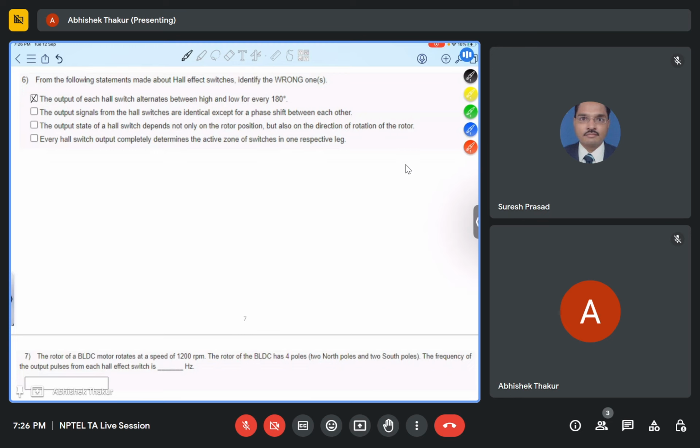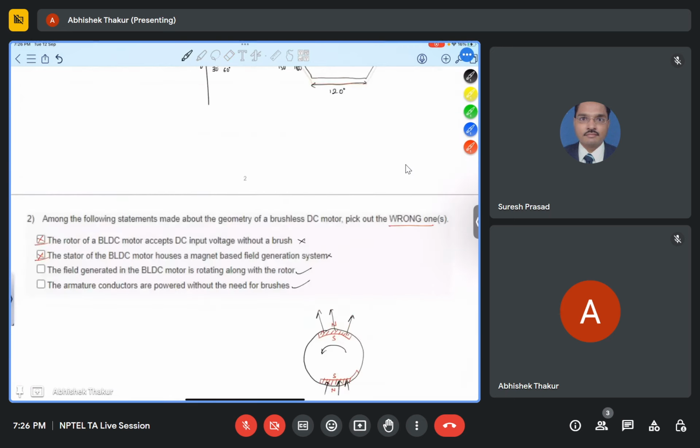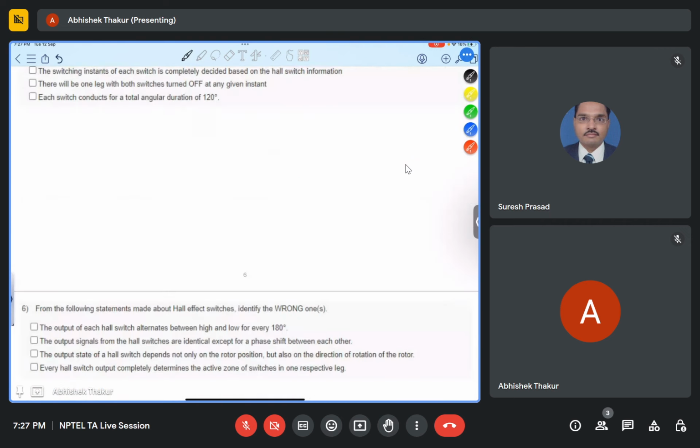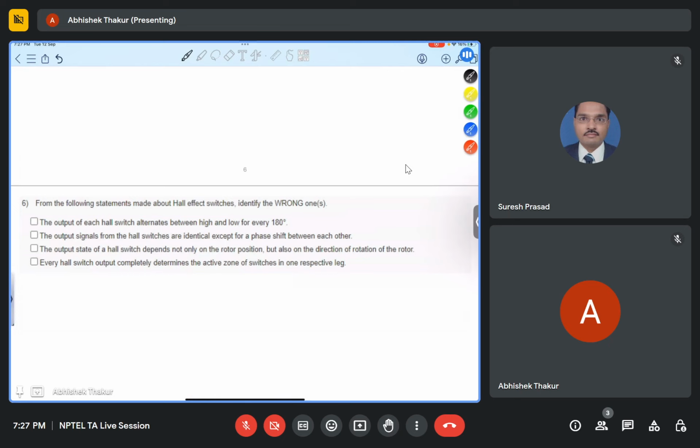Output of each Hall switch alternates between high and low. Yes, this is a correct option. Option A is correct here. As we can see in the graph, after every 180 degrees it will become high and low. This is the maximum here, and again it will become 0, then it will be minimum, and again it will become 0, and again it will be maximum. So after every 180 degrees it switches from high to low. So option A is the correct option here in this case.